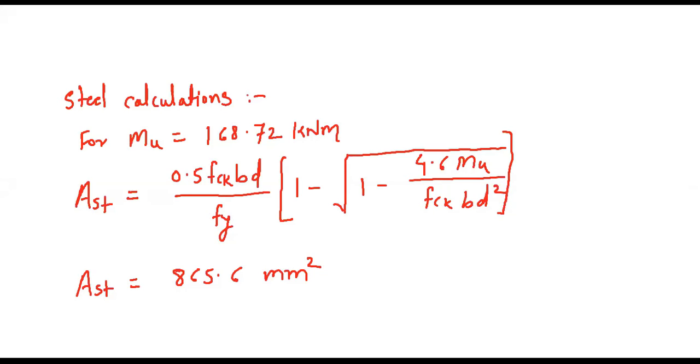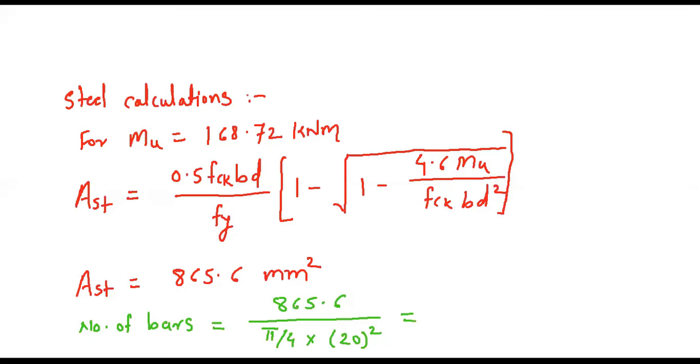Now the next thing is that provide 20 mm. We have assumed 20 mm bar diameter. So calculate number of bars. The number of bars is equal to 865.6 whole divided by 5 by 4 into 20 square. Let me know the answer. 2.75, which is nearly equal to 3 numbers.